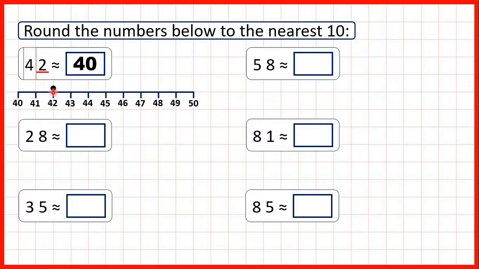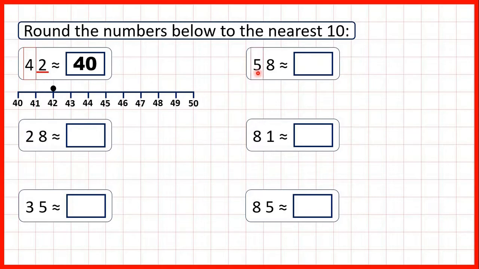And if we show the number 42 on a number line, we can see that the previous multiple of 10 is 40 and the next multiple of 10 is 50. Remember, multiples of 10 are what we get when we count in tens. So if we counted in tens, we would count 10, 20, 30, 40, 50, and 42 is between 40 and 50. But because, as we can see on this number line, it's closer to 40, that's why we round down to 40.